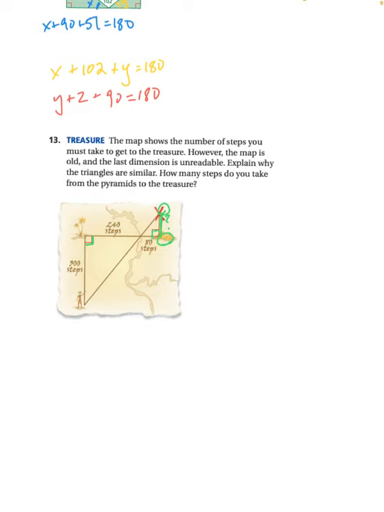They both share a pair of right angles, and there's a pair of vertical angles. So therefore, if two of the angles of the triangles are congruent, we can prove that these triangles are similar. So now we need to figure out how we could write this proportion to find the missing dimension. So I'm going to erase what I've got here so we can see.